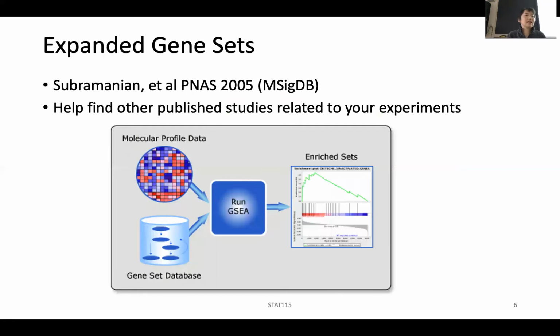And since then, the Broad Institute has really expanded this into something they call the Molecular Signatures Database. The paper was published in 2005, but since then they have continued to collect the data and put them in the MSigDB.